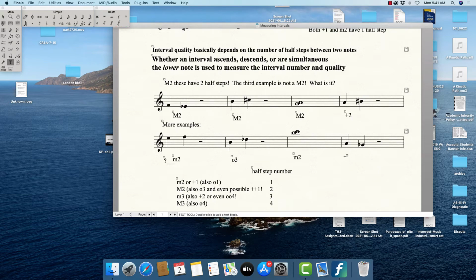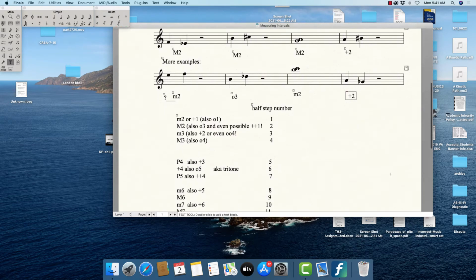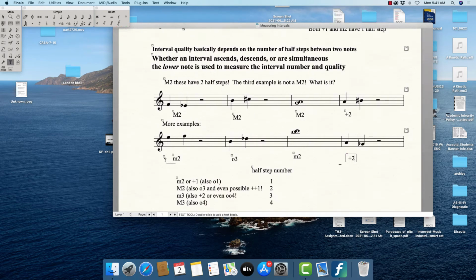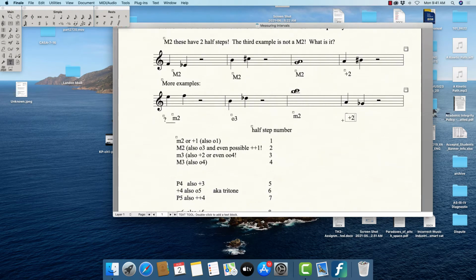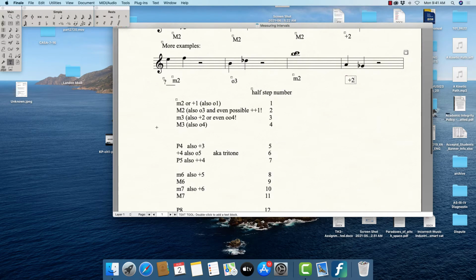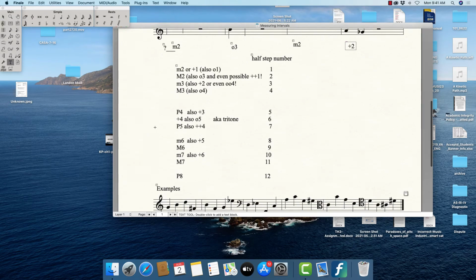In this case, again, remember whether it descends or ascends, we're going to use the bottom note. So G flat up to A. Okay? So that's some of the seconds and thirds problems. We can start to see that a major second can also be spelled as a diminished third. And if it's higher, it can also be three half steps and it's an augmented second.